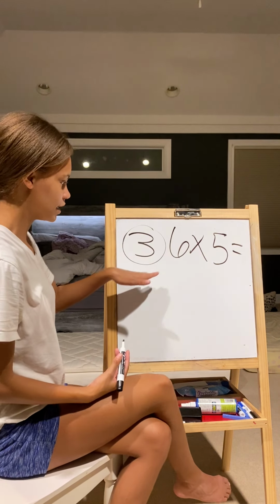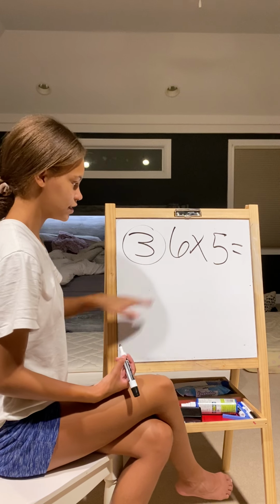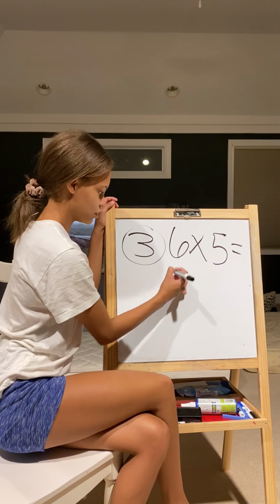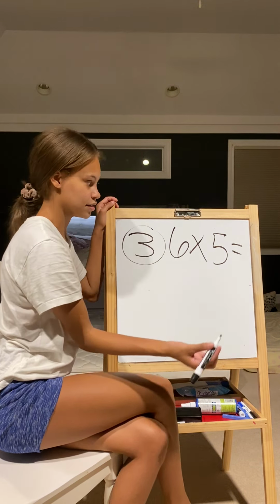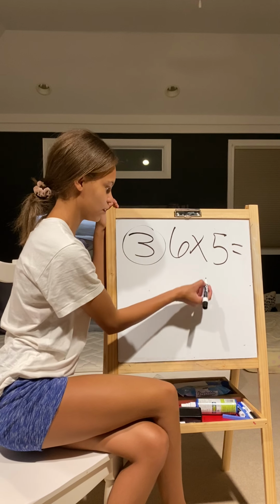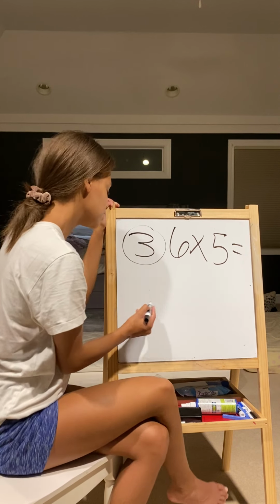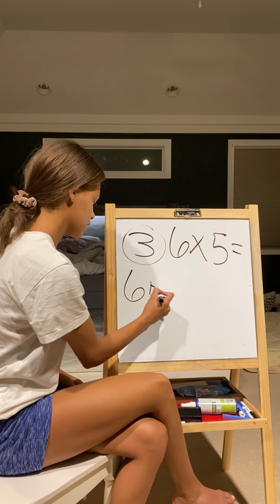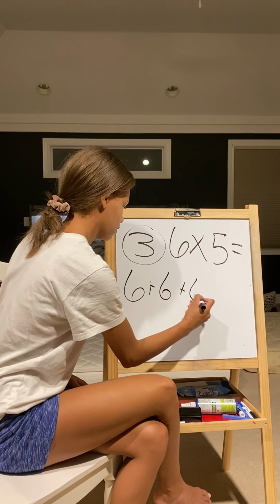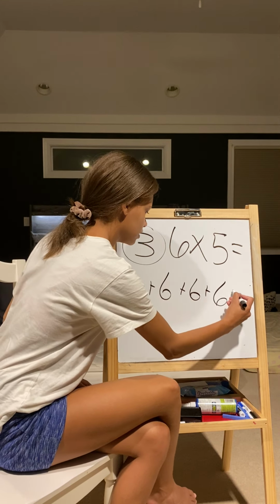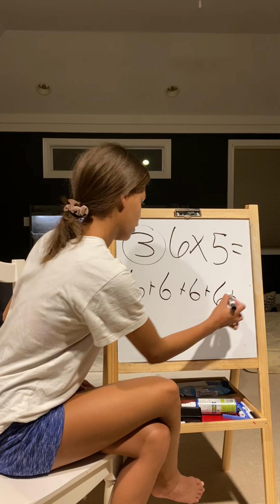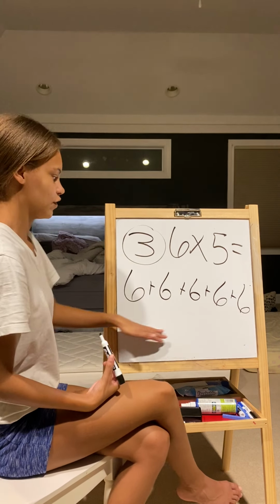Okay, so we can write down 5 6s, okay? I think it is quicker to write down 5 6s instead of 6 5s. So we're gonna do 1 6, 2 6s, 3 6s, 4 6s, 5 6s, and we have to add these together.